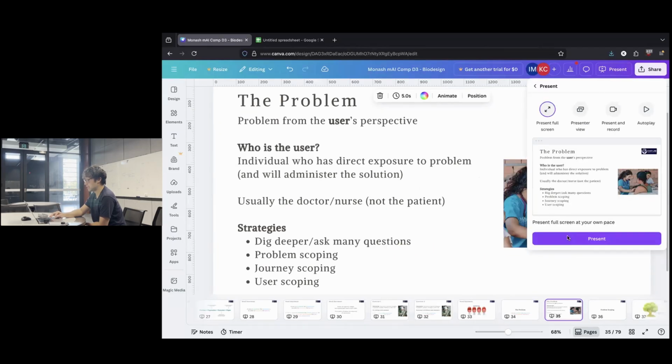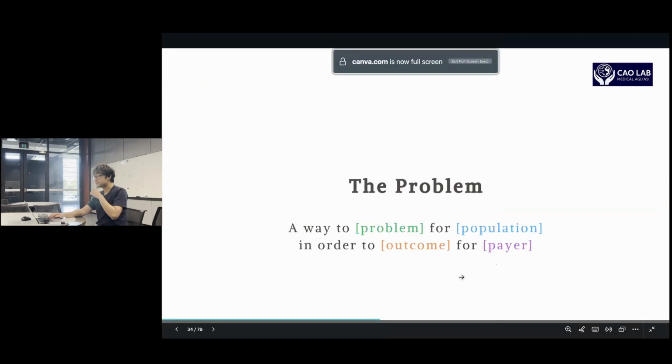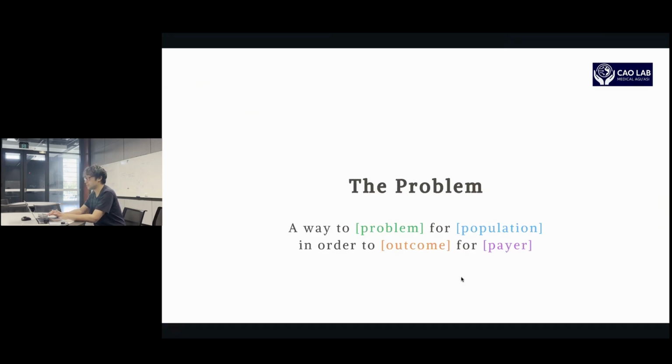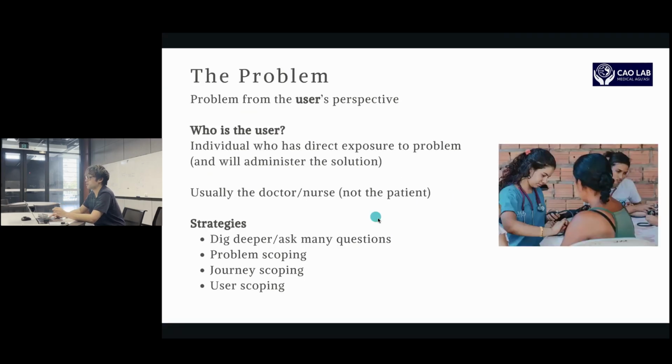Okay, so let's go through each part one by one. In this sentence, the very first thing we tackle is the problem. The problem is the problem from a user's perspective, and this user usually is a clinician, someone who's clinically involved at the hospital. They will usually have direct exposure to the problem and will also administer the solution. So they're going to be the ones holding the solution literally and doing something to the patient. Usually this is the doctor or nurse and not the patient.